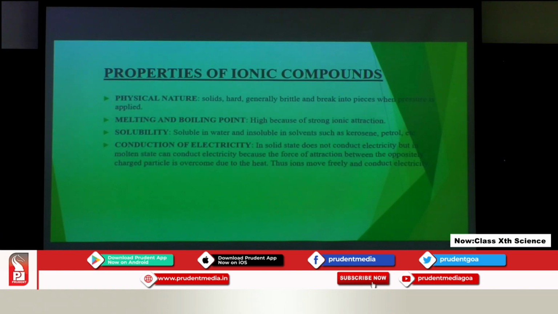So in solid state it will not conduct electricity, but in molten state it will conduct electricity. Because in molten state we are melting the ionic compound by providing heat. The heat which is supplied overcomes the forces of attraction.